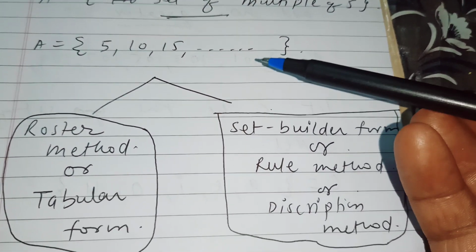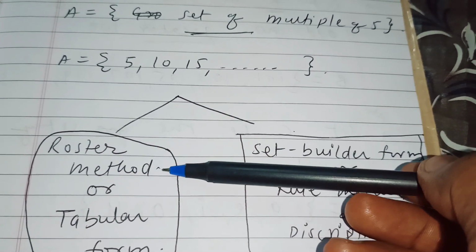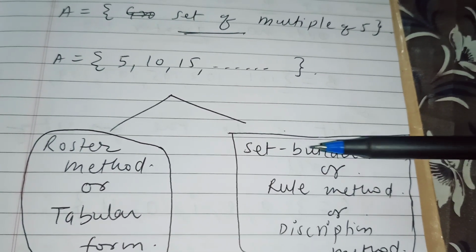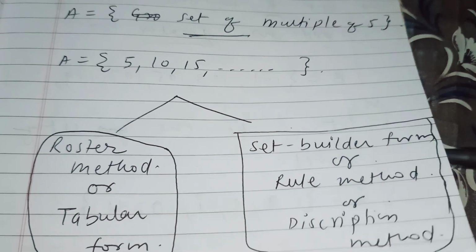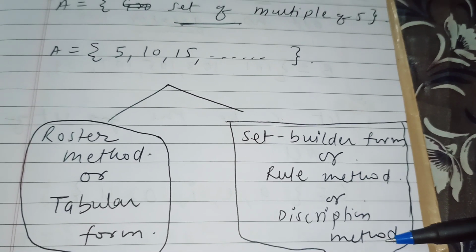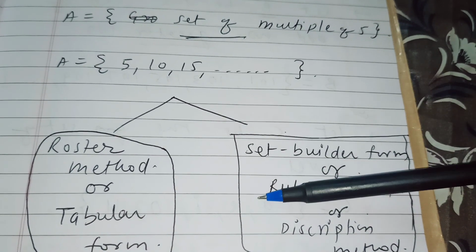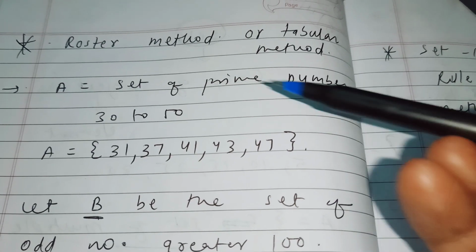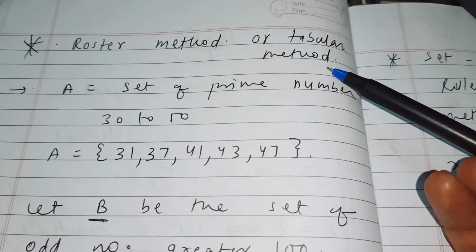A set has only two methods: the roster method, or tabular form, and the set builder form, or rule method, or description method. These are the two types of representing a set. Now, what is the meaning of the roster method or tabular method?